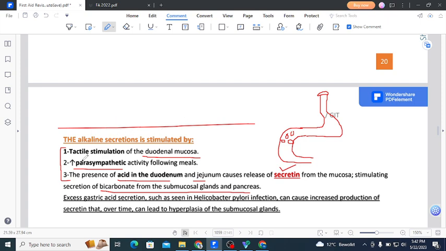The second one is the increased parasympathetic activity following the meals. Whenever you are done eating, there is an increased parasympathetic activity in your body, and that parasympathetic activity stimulates the vagus nerve, and the vagus nerve is going to enhance the peristalsis throughout the GIT.